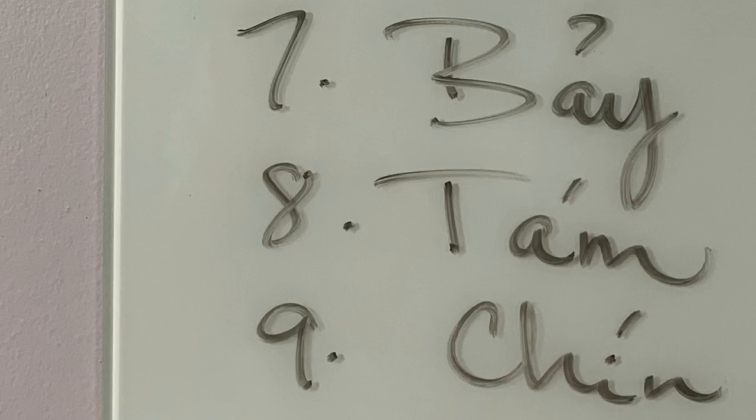Bảy, tám, chín. Bảy, tám, chín. Bảy, tám, chín is 7, 8, 9 in Vietnamese.